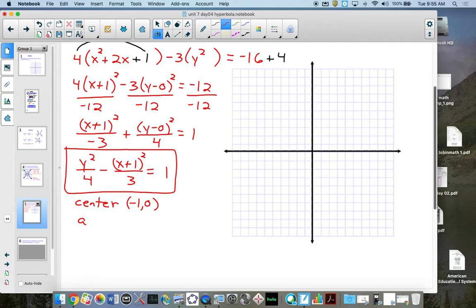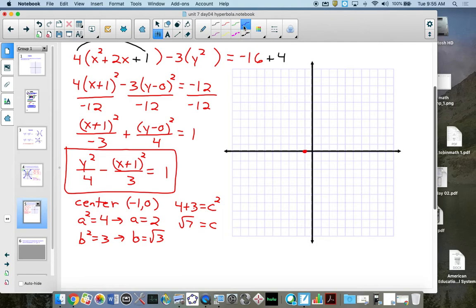We know a squared is equal to 4, so a is equal to 2. We know b squared is equal to 3, so b is equal to the square root of 3. And then we can find c, because a squared plus b squared equals c squared, so c is equal to the square root of 7. Alright, so I've got almost everything I need. Now, the orientation has y squared first, which means it's opening upward and downward. The center is at negative 1, 0. Right there.